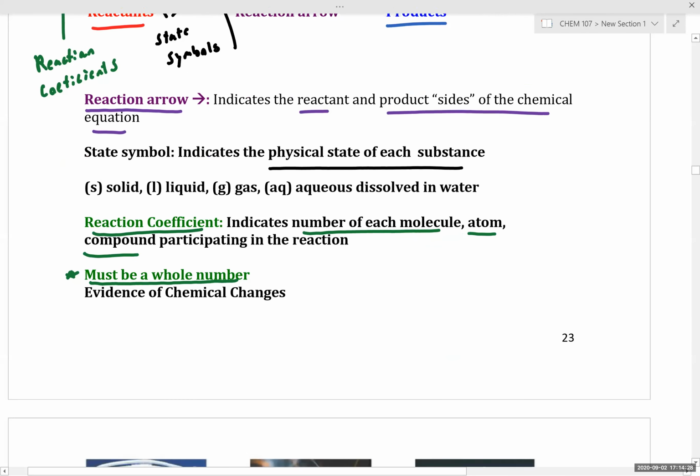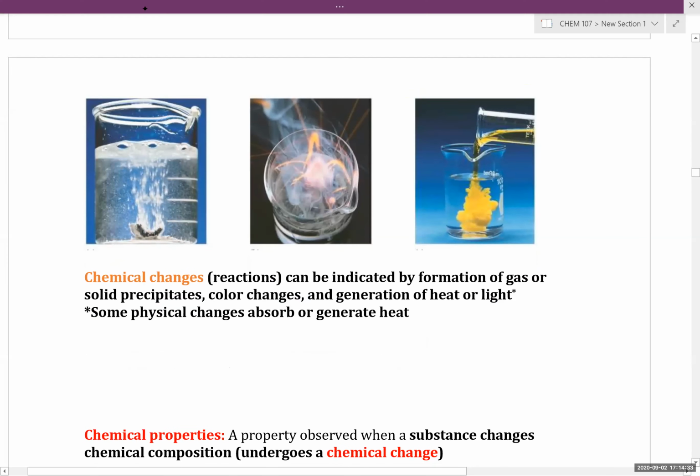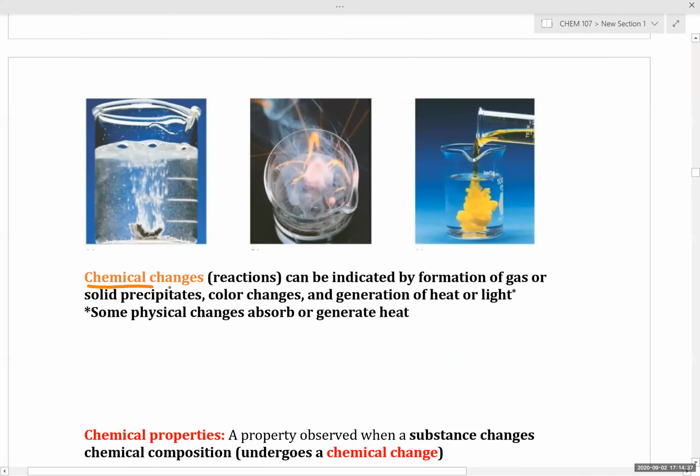Let's look now at some evidence of chemical changes. Chemical changes or reactions can be indicated by the formation of gas, formation of a solid precipitate, color changes, or the generation of heat or light. So here we see three examples of chemical changes where we are clearly generating gas, generating light or heat, or generating a solid.